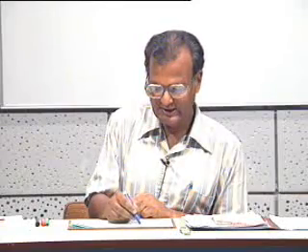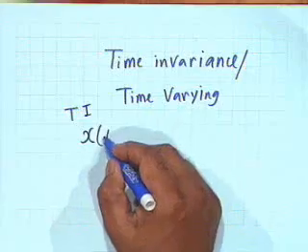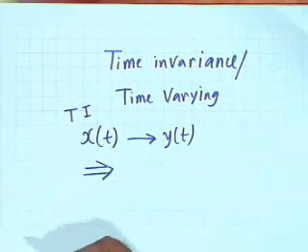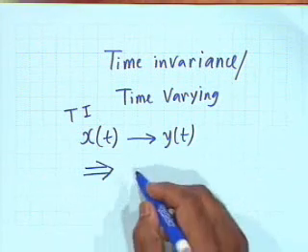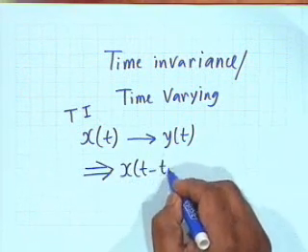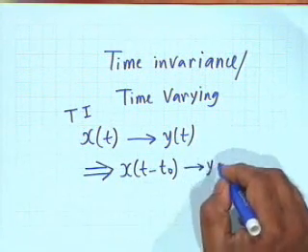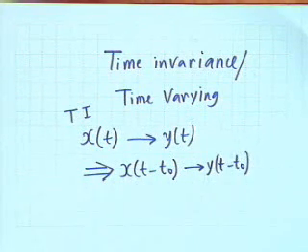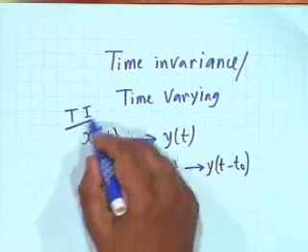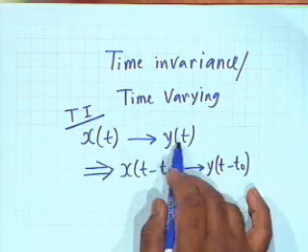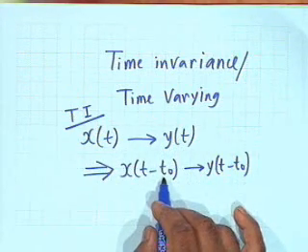TI, if x of t leads to y of t implies, double line and an arrow, implies that if the input is delayed by a certain amount t0, it produces an output which is also delayed by the same amount. Alright, this is the test for time invariance. A system S is said to be time invariant if x of t leads to y of t implies that if the input is delayed, the output is delayed by the same amount.